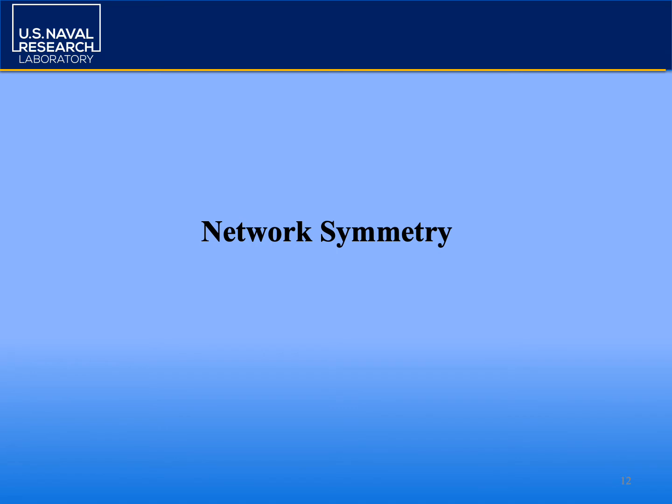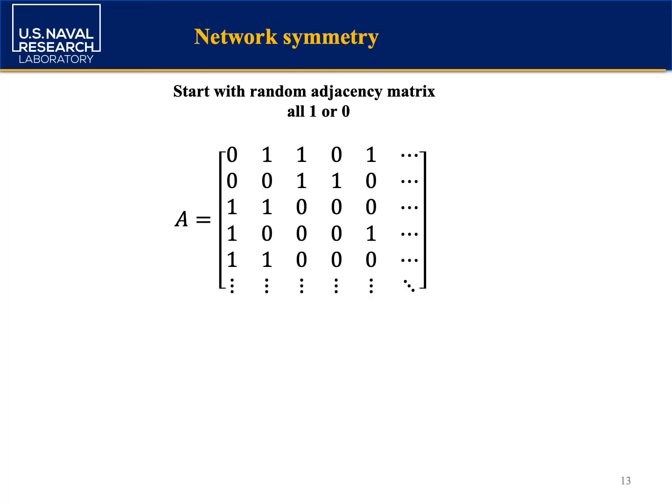So the first thing I'm going to look at is the symmetry of the network. I'm going to start with a random adjacency matrix. All the entries in this matrix are 0 or 1. This is kind of artificial, but in this sort of matrix, we can characterize the matrix fairly easily. It's hard to know how you characterize an adjacency matrix. So these matrices lend themselves to easy characterization.